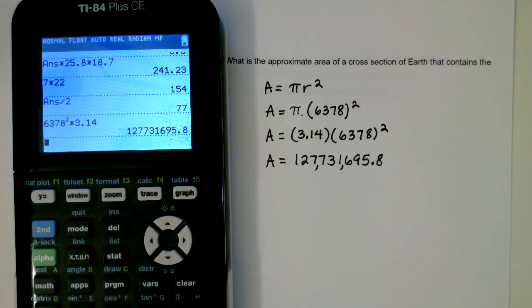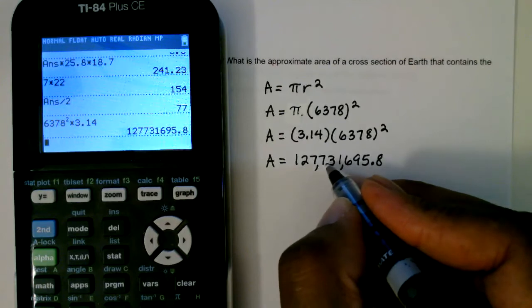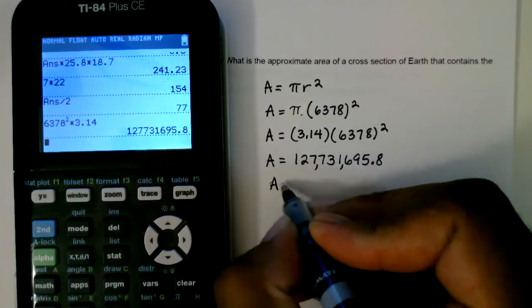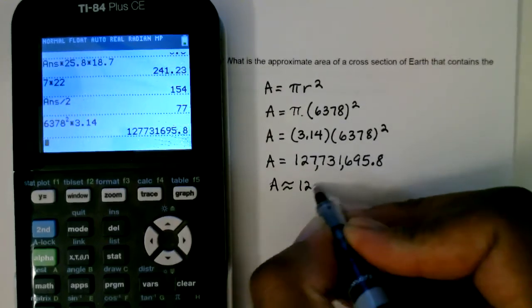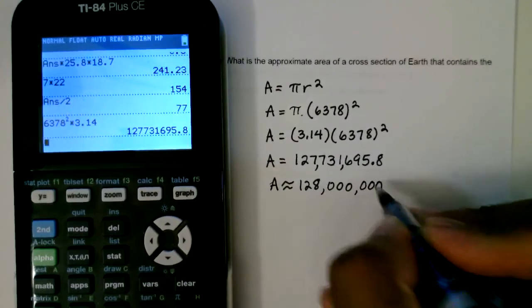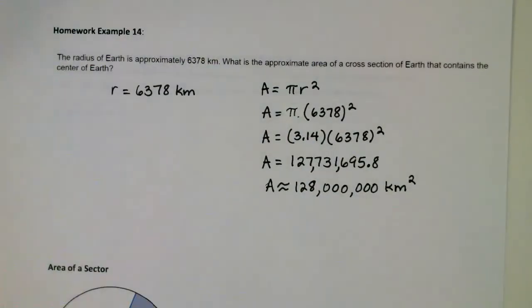That means we need to look at the number that's in the millions place. That's a 7. To the right of that is the other 7. That's bigger than 5. So this 7 will increase to an 8. So this will be approximately 128 million. And the radius is in kilometers, so that means the area will have to be in square kilometers. So the approximate area there will be 128 million square kilometers. Okay.